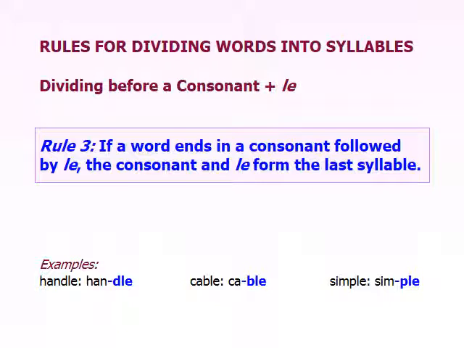So in the example cable, LE is at the end, and then we take the consonant that comes before it and we divide it. In simple, the LE is at the end, and then we take the consonant before that and we divide it between the M and the P.